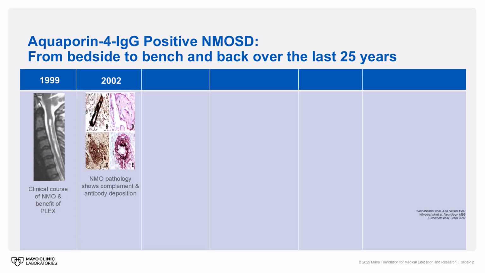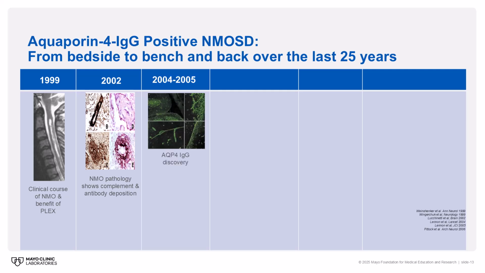Then in 2002, Dr. Claudia Lucchinetti in her pathology lab at the Mayo Clinic looked at some of the biopsies and autopsies from these patients, and she found that there was antibody deposition and there was also complement deposition around the samples. So this gave an idea that there might indeed be an antibody-mediated condition and complement may be involved in the pathogenesis. And in 2004 and 5, Dr. Vanda Lennon at the Mayo Clinic was able to discover the antibody to aquaporin 4 and highlighted that it was an antibody to this water channel that's present on the end feet of astrocytes.